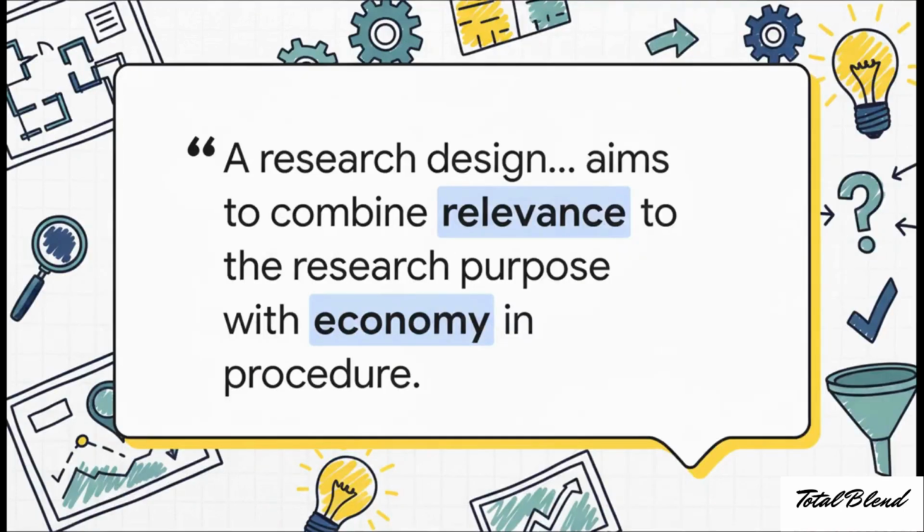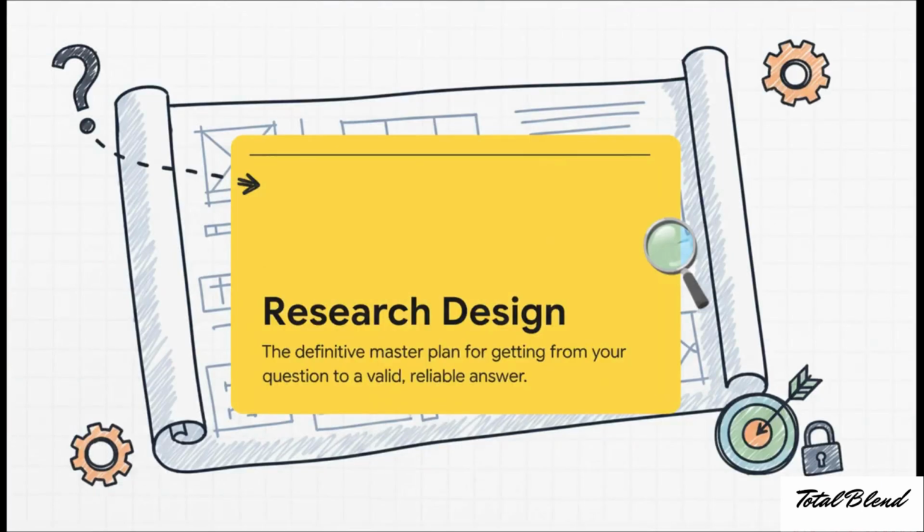All right, so our source material gives us this pretty formal definition. It talks about combining two crucial things, being relevant to the research purpose and having an economy and procedure. So what does that really mean? In simple terms, it's about figuring out how to stay perfectly on track with your goal without wasting a single drop of time, money, or effort. Exactly. To boil it all down, your research design is the master plan. It's the strategy that gets you from that big question you started with all the way to a valid, believable answer. It's not just a to-do list. It's a whole coherent strategy.